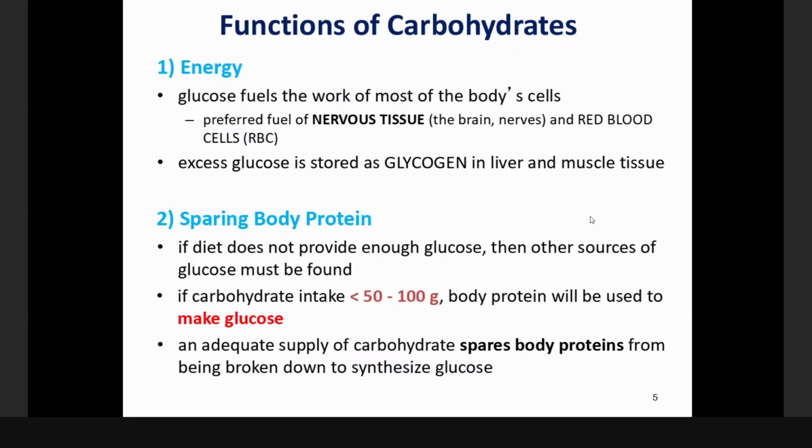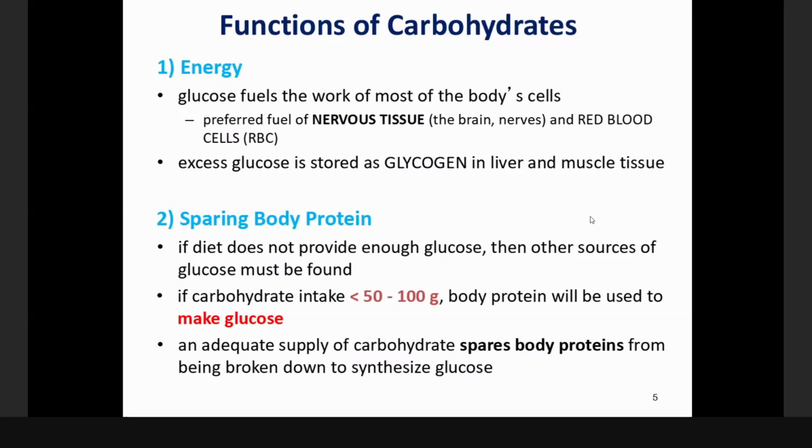Okay, the other function of carbohydrates is that carbohydrates are helpful for sparing our body proteins. You know, our proteins have their own functions. Some proteins may have a structural role, some can act as hormones, some proteins can act as enzymes. Every protein in our body has its own function.